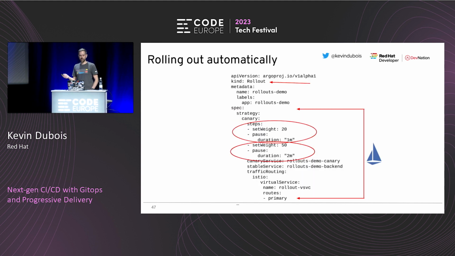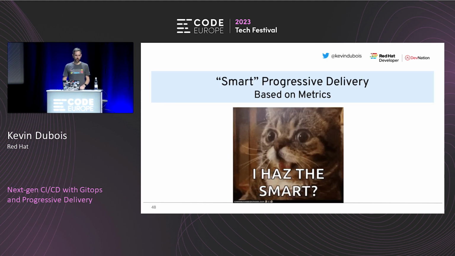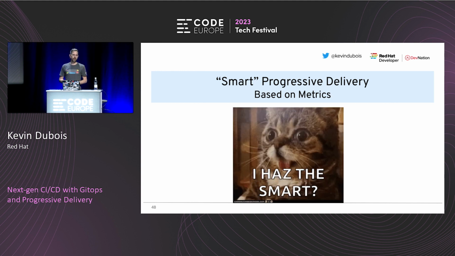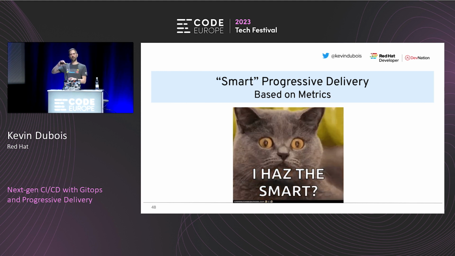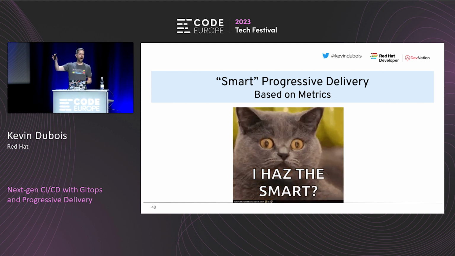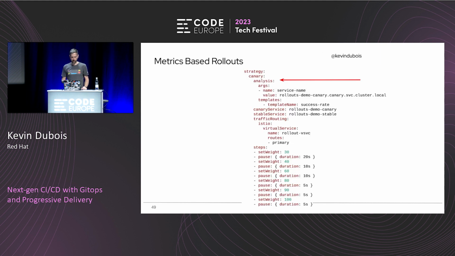But in this case, you're still responsible for looking at the metrics and manually saying stop to this automated rollout and roll it back. So what if we can do this, what I call smart progressive delivery, based on metrics, and have everything go automatically? It's going to look at the metrics to see how the rollout is going, whether there are certain types of errors that we're looking for, and if so, roll back automatically.